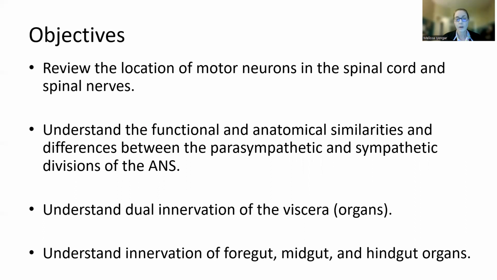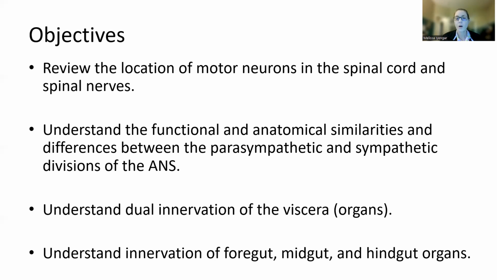And then what we're going to do is look primarily at the autonomic nervous system. We want to understand the parasympathetic and the sympathetic divisions. We want to know, how are they the same? How are they different? Are their functions the same or different? Are they anatomically the same, or are they different?